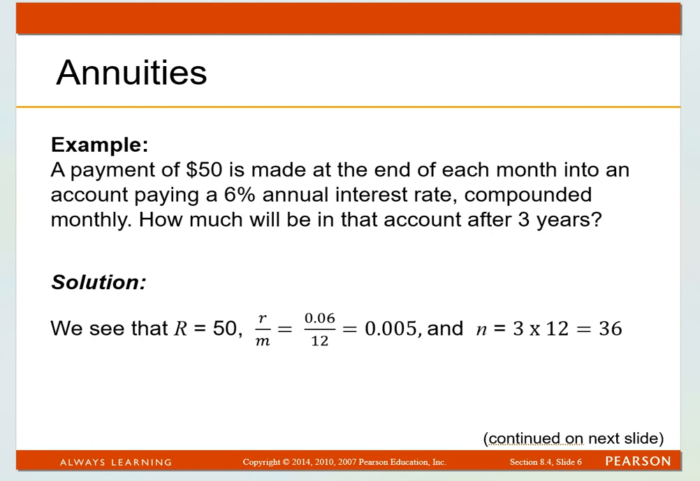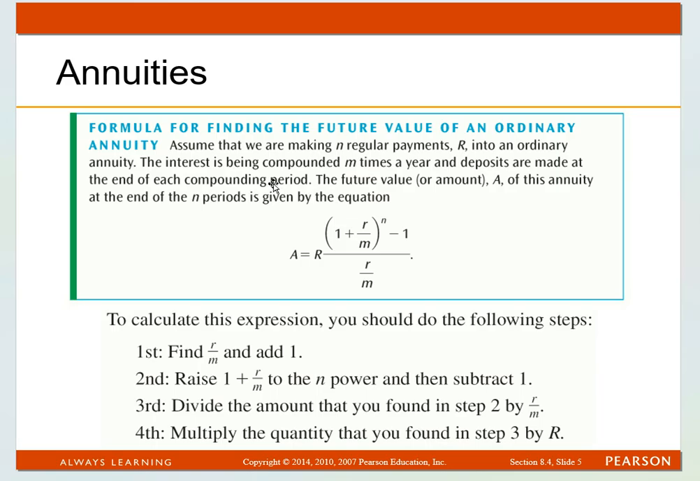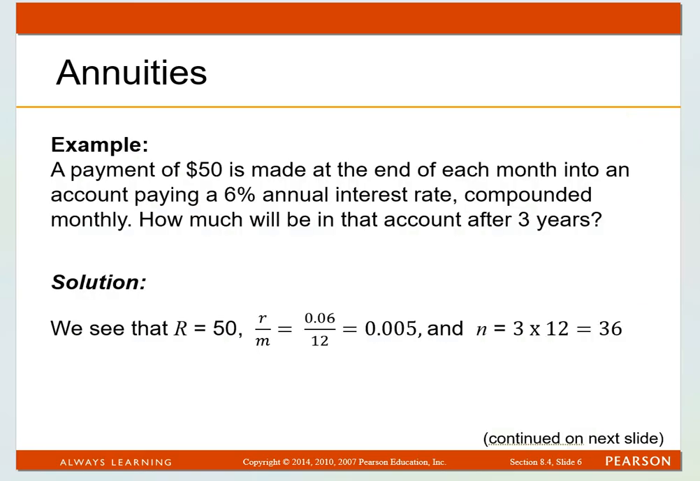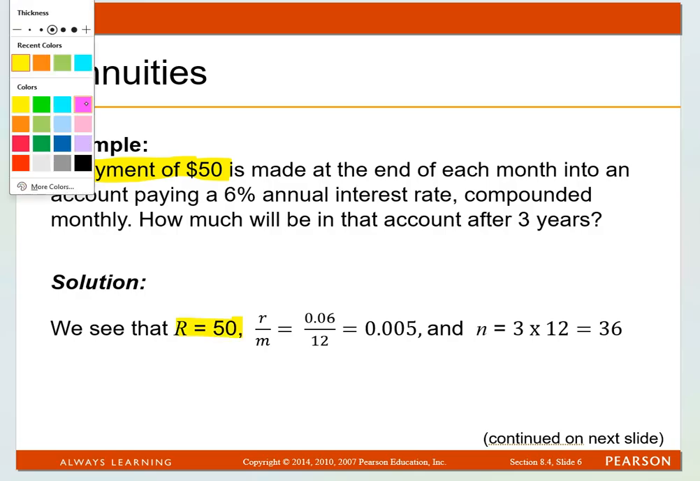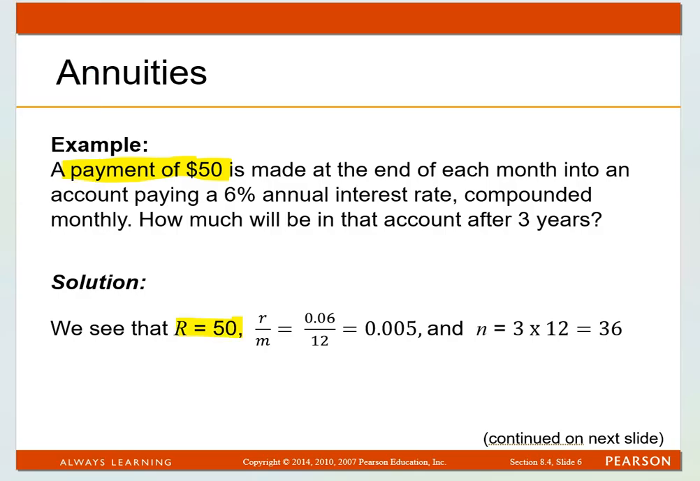Which brings me back to the PowerPoint, and the end of the last PowerPoint, or the last video, ended with this one. That's the formula for an annuity. And so here's an example. A payment of $50 is made at the end of each month. So the $50 is your payment. That is your R. And then it goes on to say that it has a 6% annual interest rate.